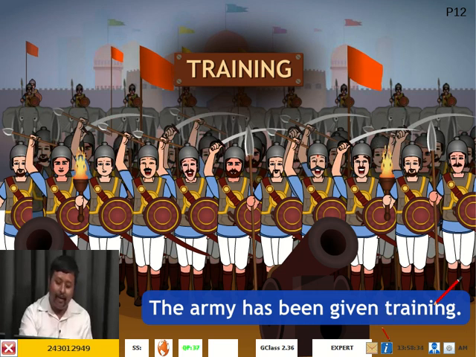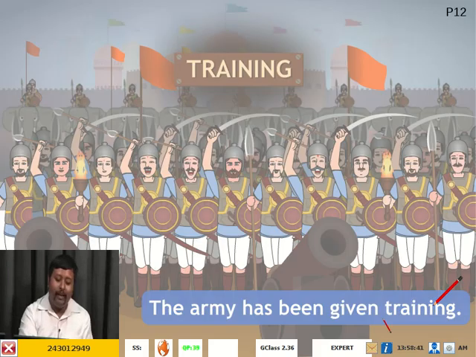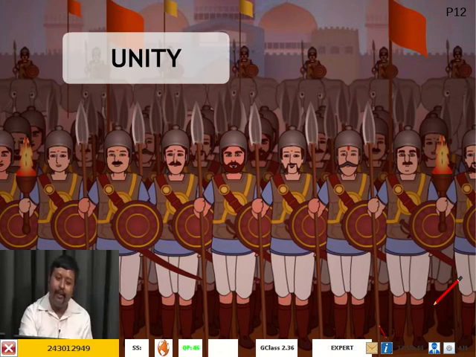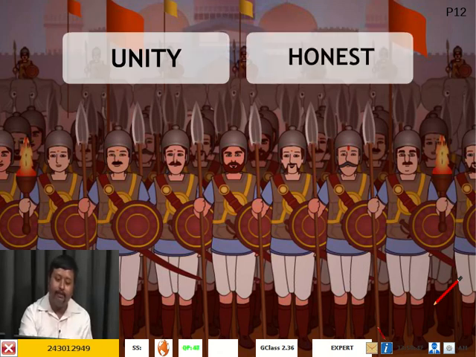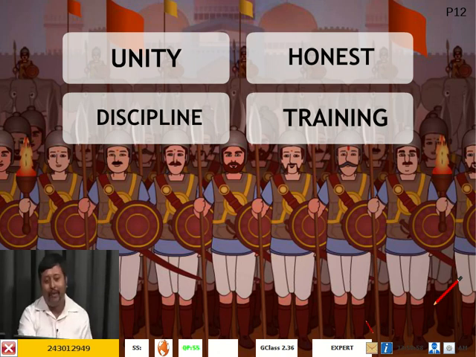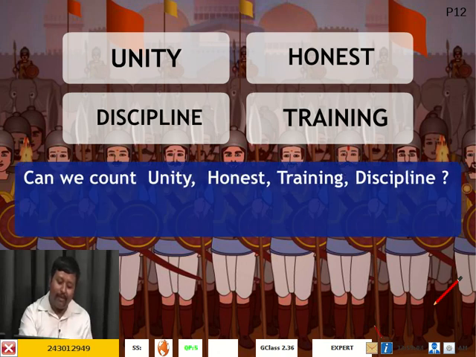Okay? Now, we have certain words. What are those words? Unity, honest. Then what was the next word? Discipline. And then afterwards, it's training. So we have unity, honest, discipline, and training. Now, what about these words? These are qualities, isn't it? Right? So what about these words? Can we count unity, honest, training, and discipline?